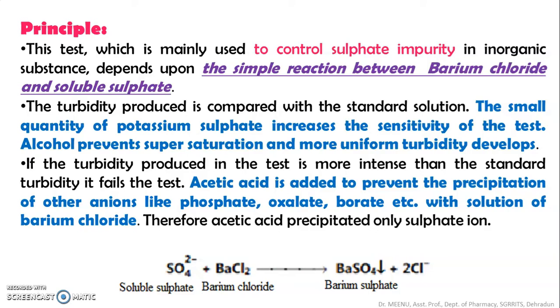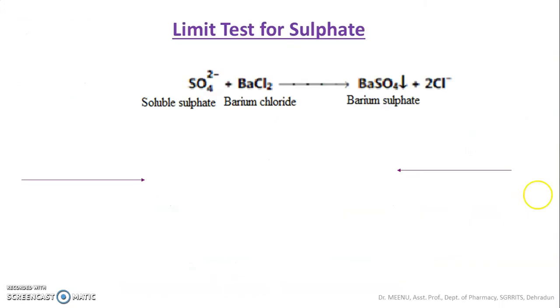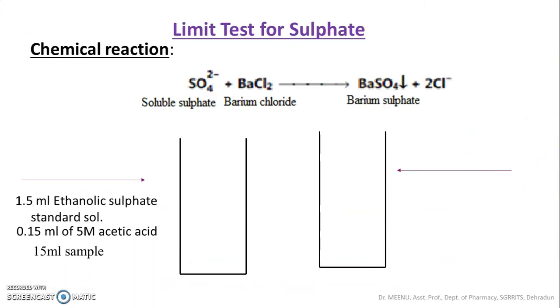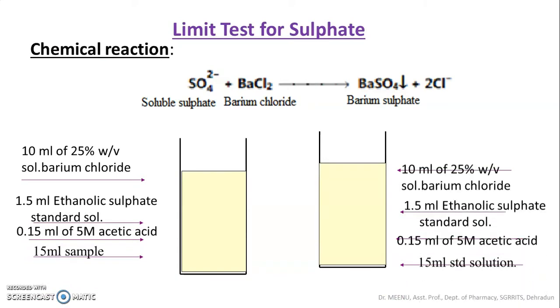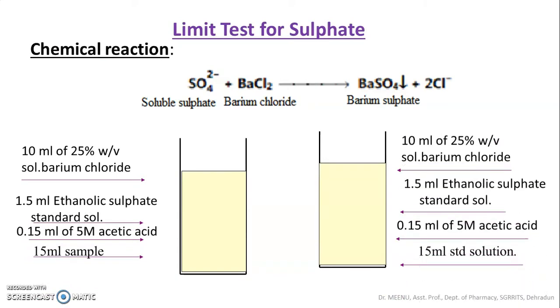The reaction between the soluble sulfate and barium chloride will give barium sulfate, which is insoluble in water and is precipitated as a white precipitate that produces turbidity in the solution. So this is the procedure for how the limit test is to be performed, and the chemical reactions between soluble sulfate and barium chloride that give the formation of barium sulfate.